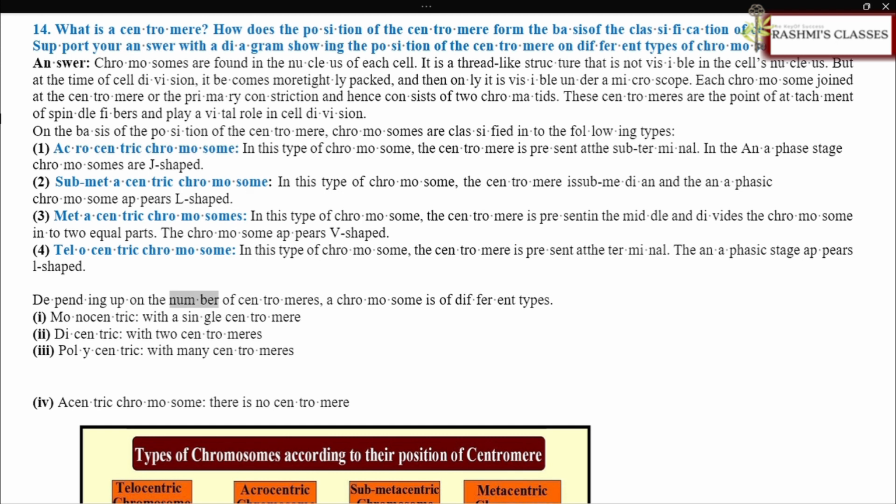Depending upon the number of centromeres, a chromosome is of different types. Monocentric, with a single centromere. Dicentric, with two centromeres. Polycentric, with many centromeres. Acentric chromosome. There is no centromere.